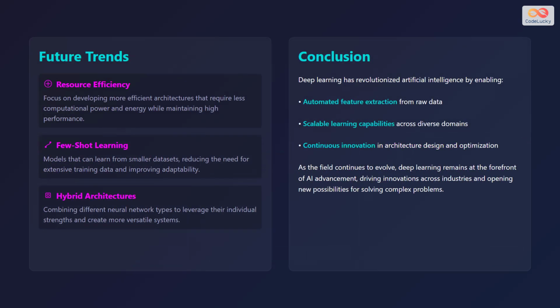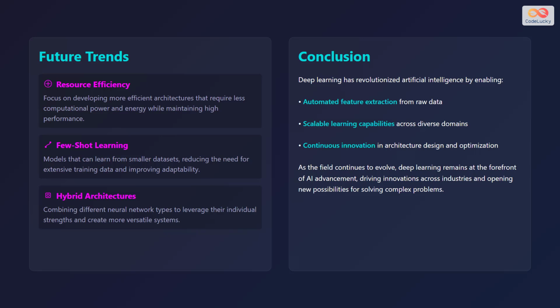Let's wrap up by discussing future trends and drawing a conclusion. One future trend is resource efficiency, with a focus on developing more efficient architectures that require less computational power and energy while maintaining high performance. Another trend is few-shot learning, with models that can learn from smaller data sets, reducing the need for extensive training data and improving adaptability. Lastly, hybrid architectures are emerging, combining different neural network types to leverage their individual strengths and create more versatile systems.